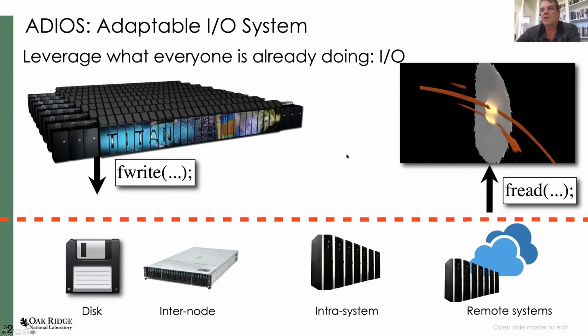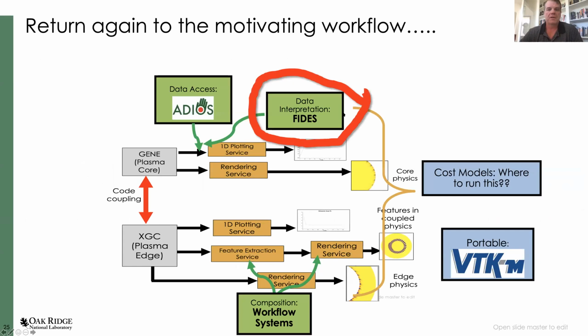And ADIOS also supports moving data over the wide area network to remote systems. So again, it's the same thing. Now, obviously, you're going to have to worry about latency at this point, but fundamentally, you're using the same API and it's just moving data from one place to the other. And so this is a key piece to having these services run in a number of different places, and you can access the data, be it from file, from in memory, across the network, et cetera.